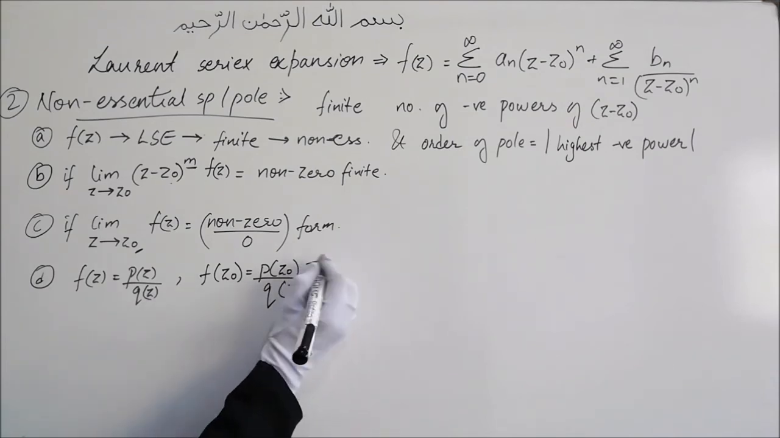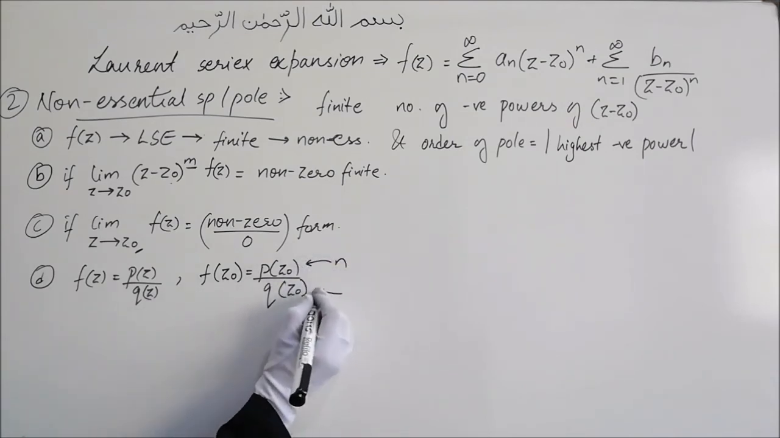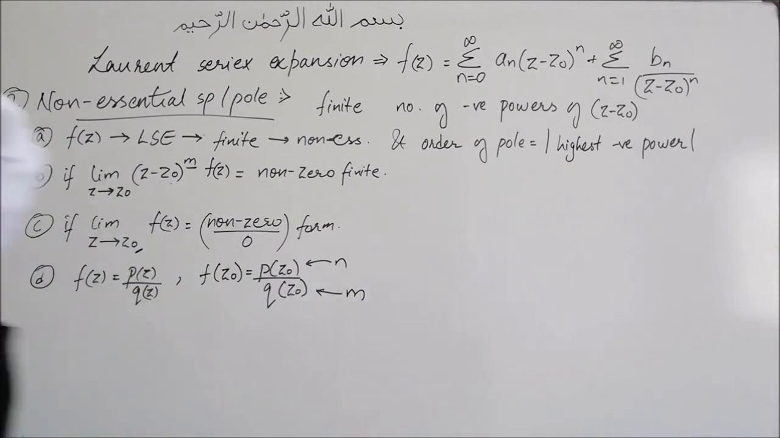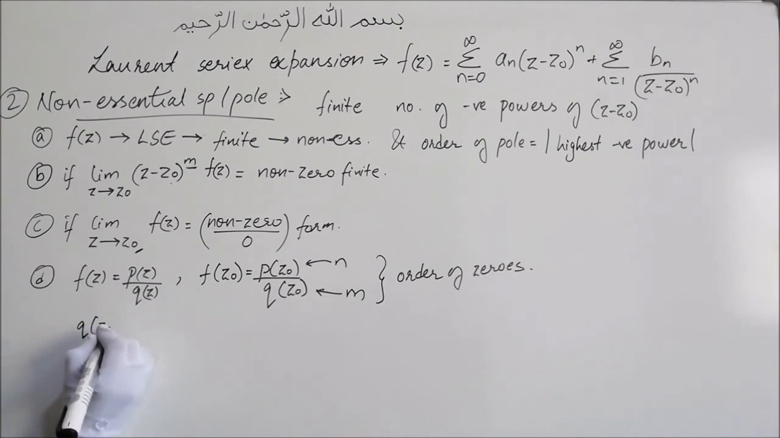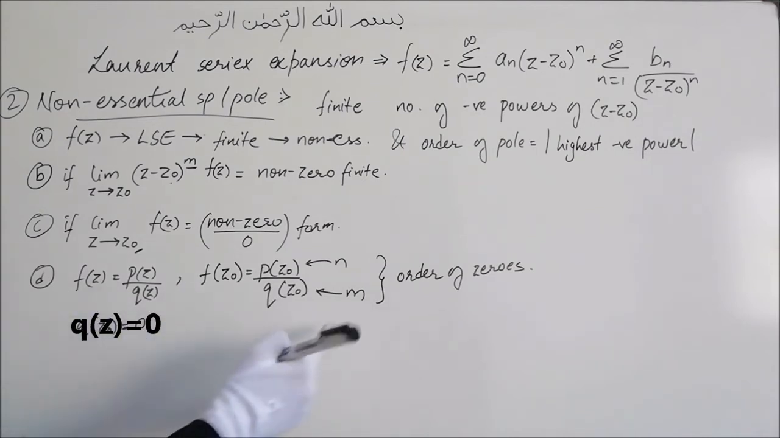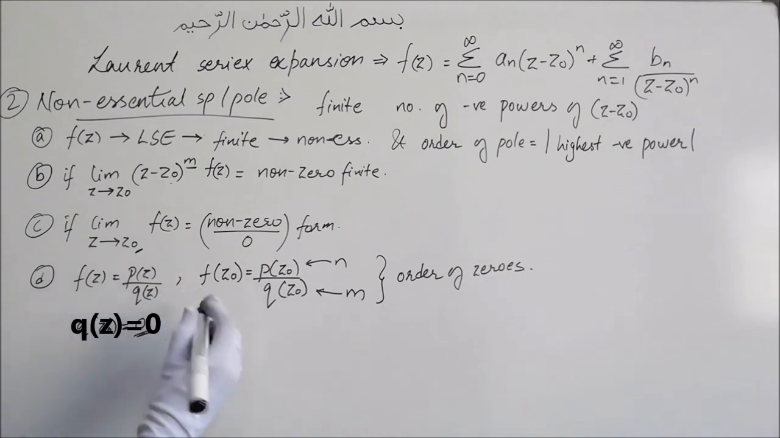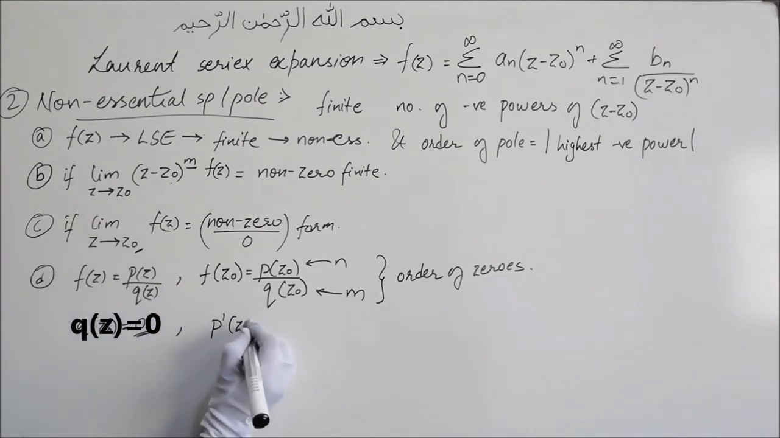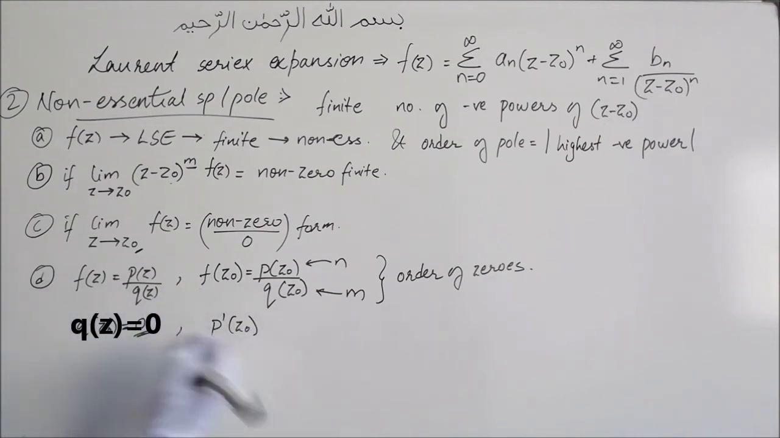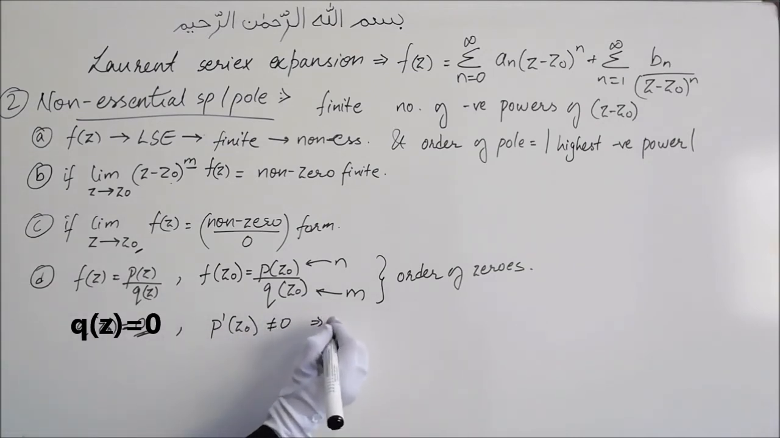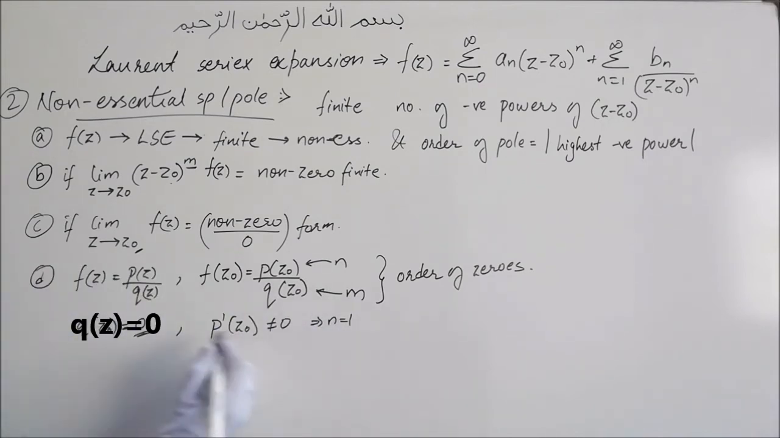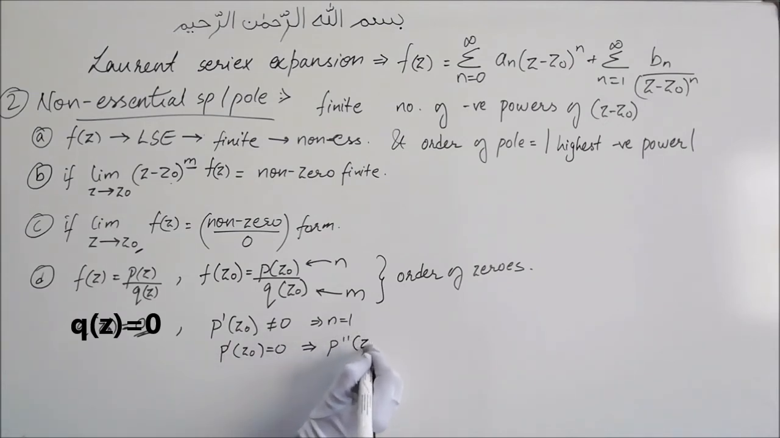Now let the order of the zero of the numerator be equal to n and the order of the zero of the denominator be equal to m. So how do we get m? We take the denominator q of z naught, equate it to 0, and we get the value of m. And we take the numerator and differentiate it so that we get p dash of z naught. If p dash of z naught is not equal to 0, then the value of n will be equal to 1. In case p dash of z naught is equal to 0, we will differentiate it again and we get p double dash of z naught.